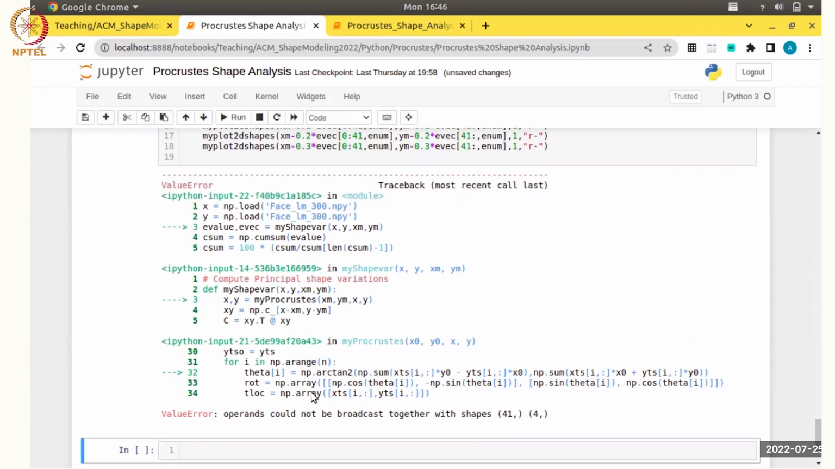Anyways, I think you can try it out, the data set is available. As I remember, the first major direction of variation was a thin face to a fatter face. So the data set is available, you can try this out.